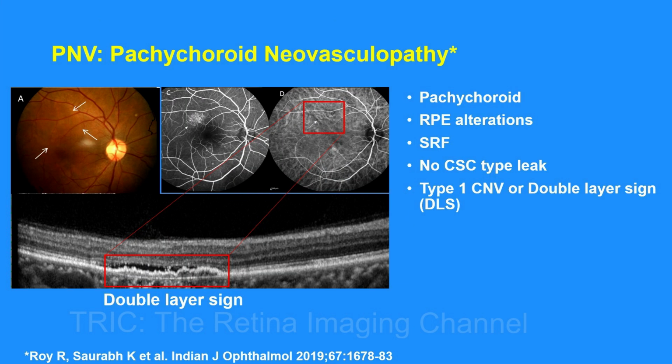We know how the pachychoroid neovasculopathy looks like. The color fundus photo will show some RPE alterations, fluorescein angiography will show some stippled hyperfluorescence without any CSR kind of leak, and ICG will show dilated choroidal blood vessels. The OCT will show a hyperreflective double layer sign, and that double layer sign means that there is a pachychoroid neovasculopathy or sub-RPE neovascularization.